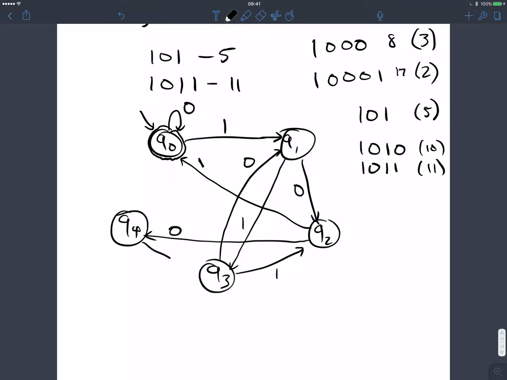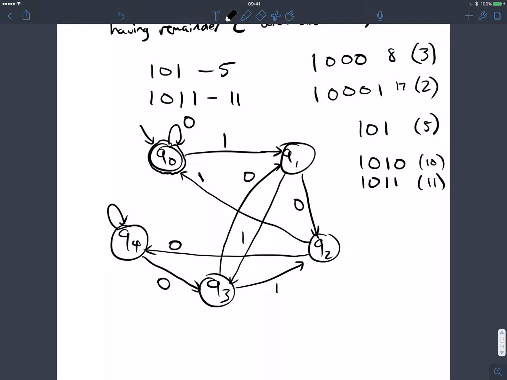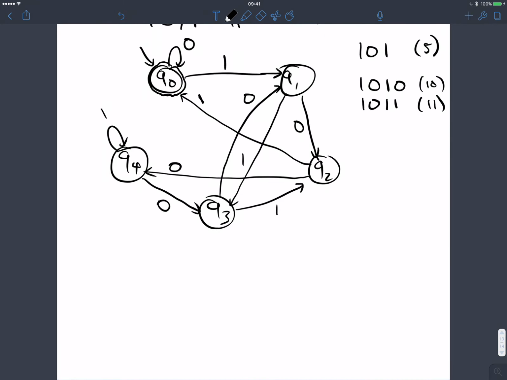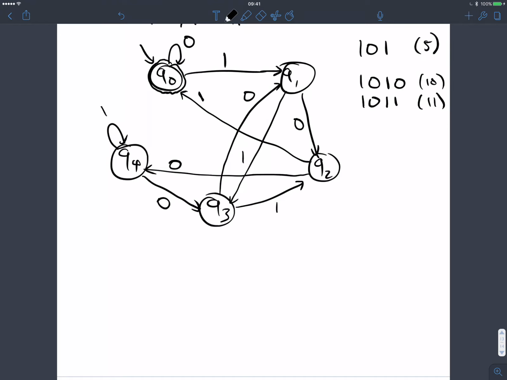So then I've got to come down to here. And then Q4 on 1 is a self loop, because if 0 went to 3, 1 is definitely going to 4. So let's actually check to make sure that this is right. We know 1010 is definitely going to be accepted. So let's try that.